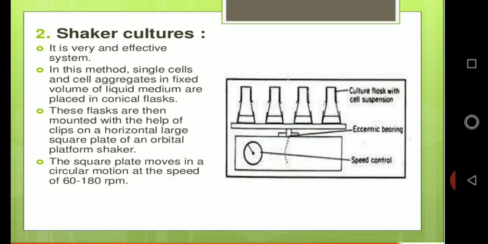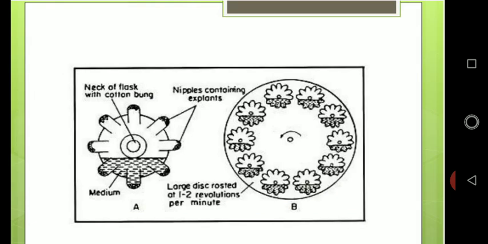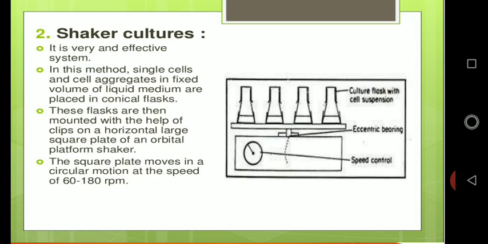Now after slowly rotating culture, there is a shaker culture. The slowly rotating system is very ineffective because nipple flasks are very fragile. Because of the production of these nipple flasks, they are very fragile, and when we mount them on a vertical large disc, there are chances of accident and spillage. So it is quite complicated, but shaker cultures are quite simple and it is a very effective system.